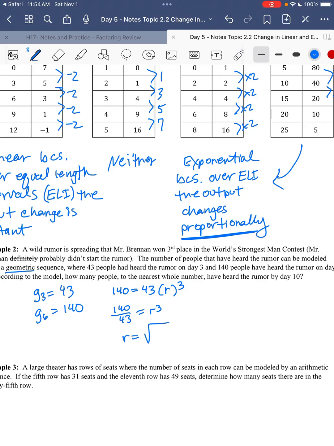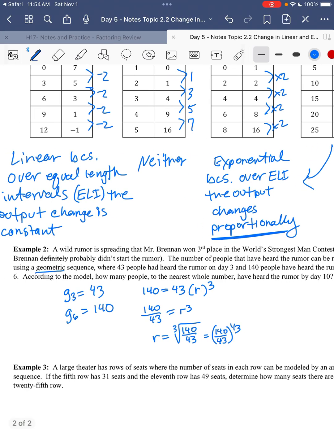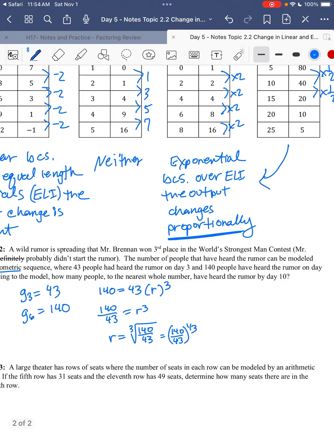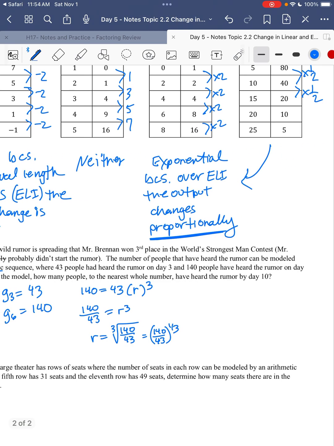Remember that the cube root can also be written as a 1/3 power. And since I'm going to take that and use it later on, maybe that would be helpful to me. All right, so the question says, let's see, how many people are going to hear it by day 10? So I basically want to know day 10, so I want to know G10.